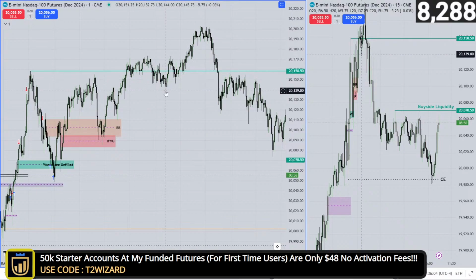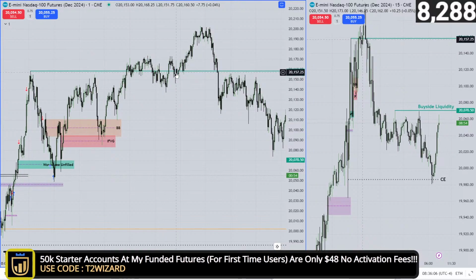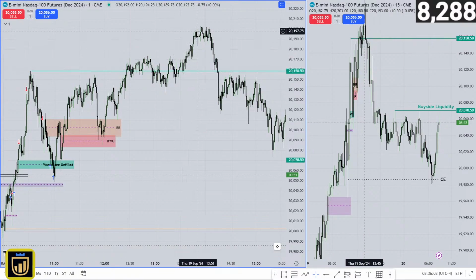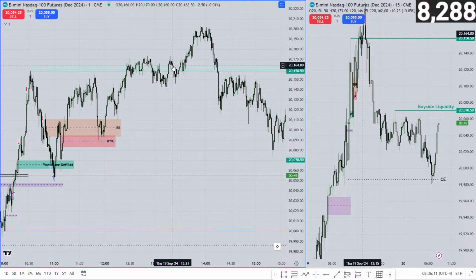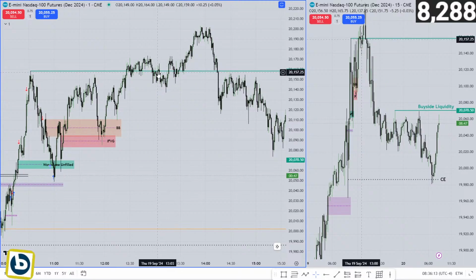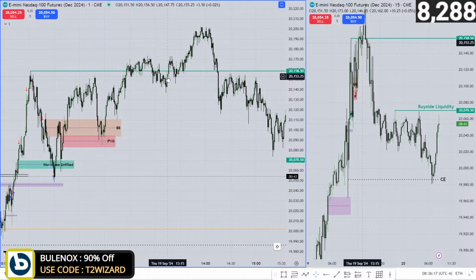Every time the market takes the liquidity, I'll look for the market structure shift, fair value gap, boom. That was another buying opportunity inside the PM session. My PM session starts around 1 PM, which means 1300. That is my PM session start. So that was my buying opportunity around that area.